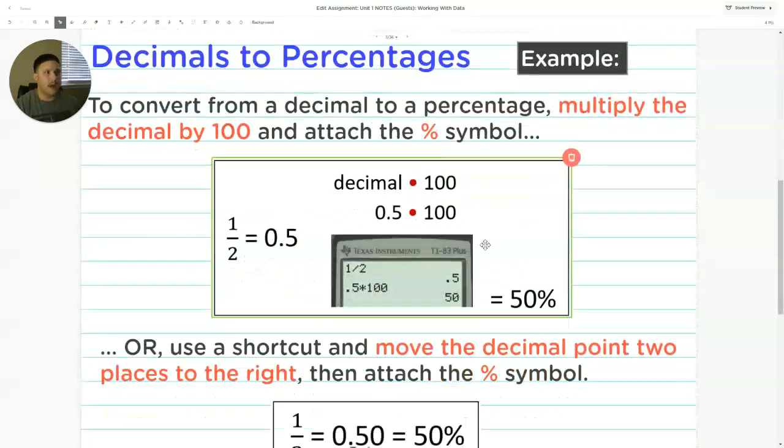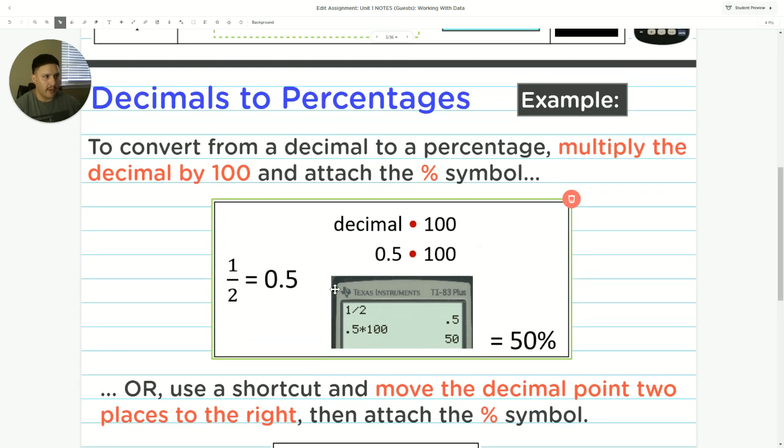Now, going from decimals to percentages. We just went from fractions to decimals, and now we're going to continue by going from decimals to percentages. I'm going to show you two ways: the calculator way and the shorthand way, or the shortcut way, using the trick of moving the decimal place to the left a few times. So first, let's talk about the calculator way.